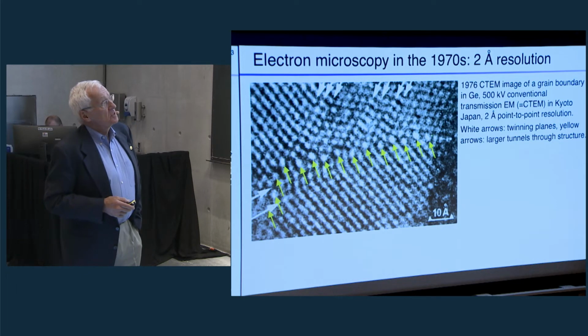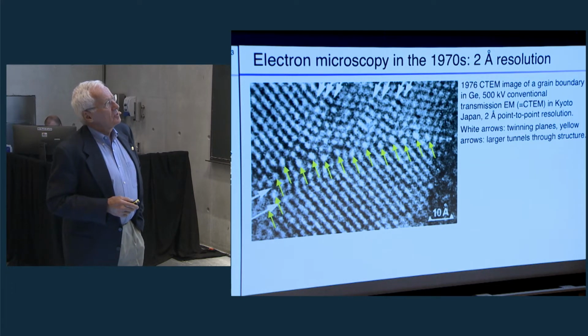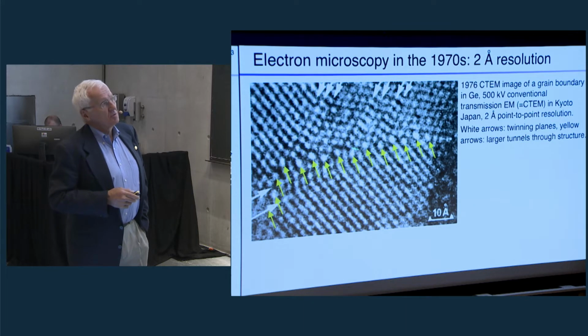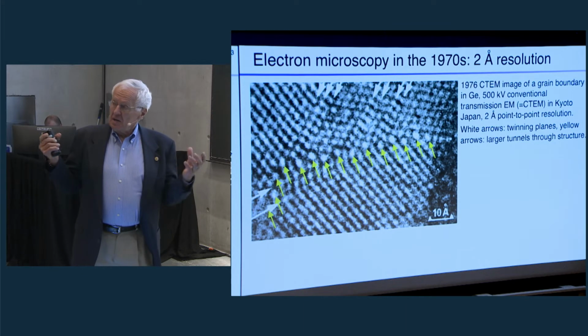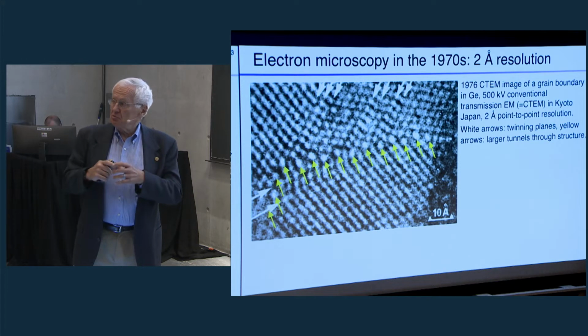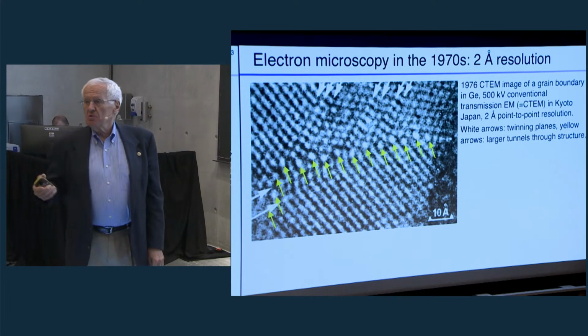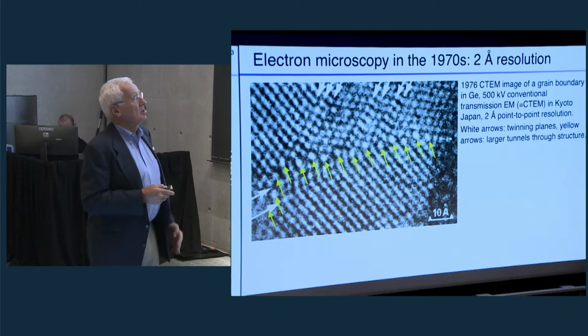And when we got this image, we said, hey, look, there's some brighter points at the grain boundary, and there's a lot of twinning planes. So this was just a couple of crystals of germanium that grew together. We co-deposited with gold. This came along.